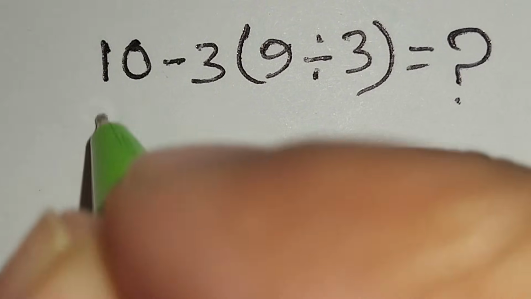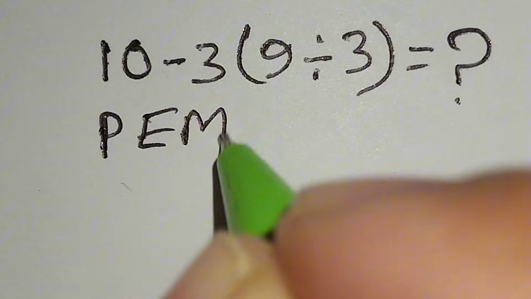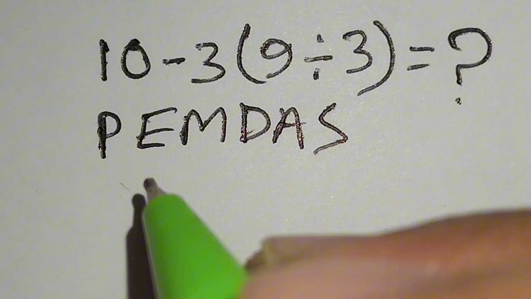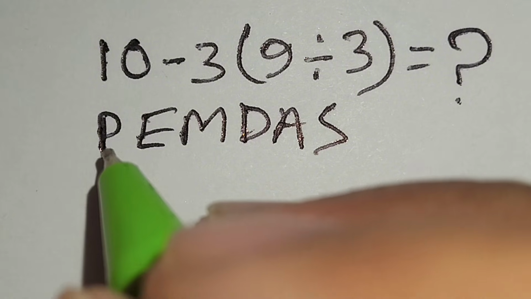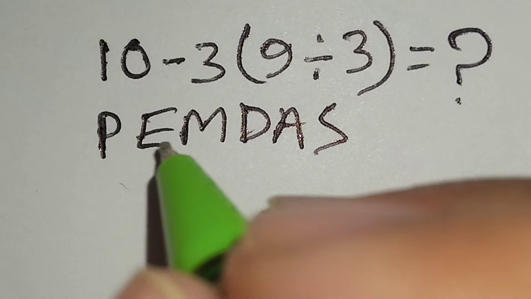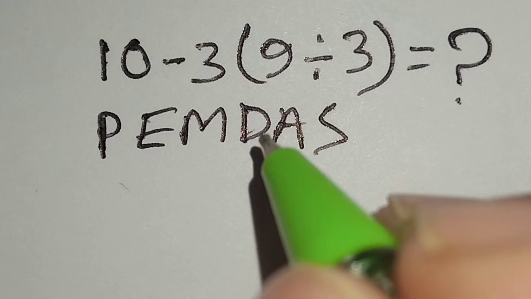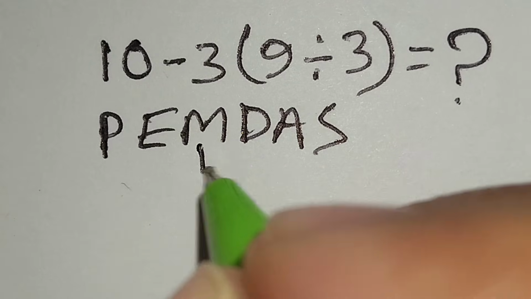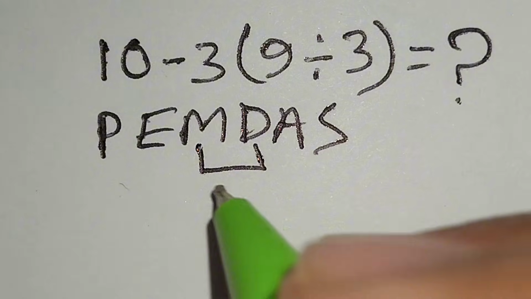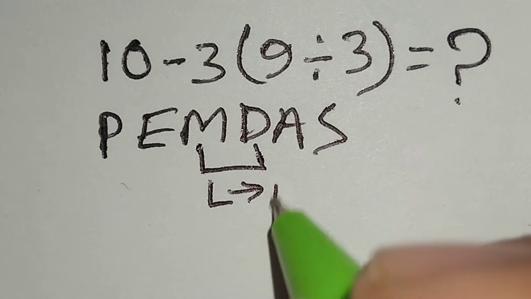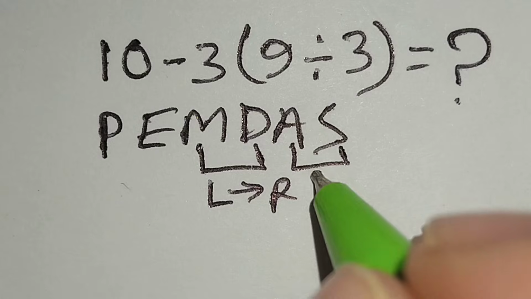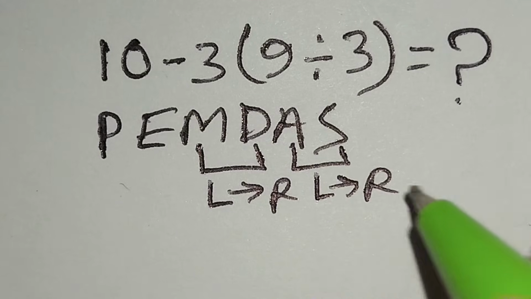PEMDAS. According to PEMDAS rule, at first we have to work with parentheses, then exponent, then multiplication or division, then addition or subtraction. Remember, multiplication and division have same priority. For this we have to work left to right. And addition and subtraction have same priority. For this we have to work left to right also.